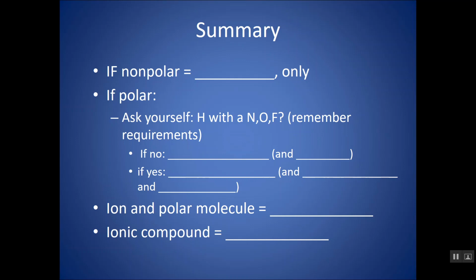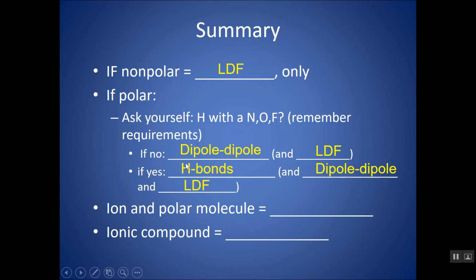Okay, so here's a summary. There's a lot, so let's summarize it. If you have a nonpolar molecule, what kind of IMF do you have? LDF only, London dispersion forces. If it's polar, ask yourself, does it have an H with a NOF? And remember the requirements. If no, then it has dipole-dipole because it's polar, and it also has LDF. We said all molecules have LDF. If it is polar and has an H with a NOF, and the H is actually bonded to the N or F, and the N or F has lone pairs, then it has hydrogen bonds. And it also has dipole-dipole, and it also has LDF, but typically hydrogen bonds are the strongest, so that's the most prevalent.